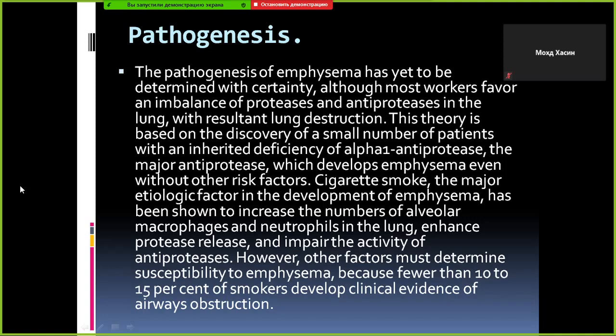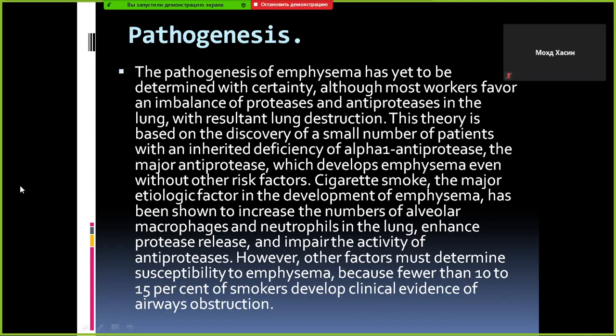The pathogenesis of lung emphysema has yet to be determined with certainty, although most workers favor an imbalance of proteases and antiproteases in the lungs, with resultant lung destruction. This theory is based on the discovery of a small number of patients with an inherited deficiency of alpha-1 antiprotease, the major antiprotease, who develop emphysema even without other risk factors. And once again, cigarette smoking, the major etiological factor of lung emphysema, has been shown to increase the number of alveolar macrophages and neutrophils in the lung, enhance protease release, and impair the activity of antiproteases.